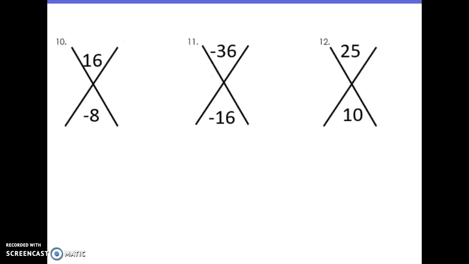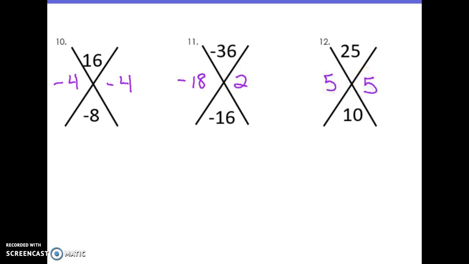And then number 10, you could have negative 4 and negative 4, because you multiply 2 negatives, you get a positive, and it adds up to negative 8. And then number 11 is negative 18 and 2. And number 12 is 5 and 5.